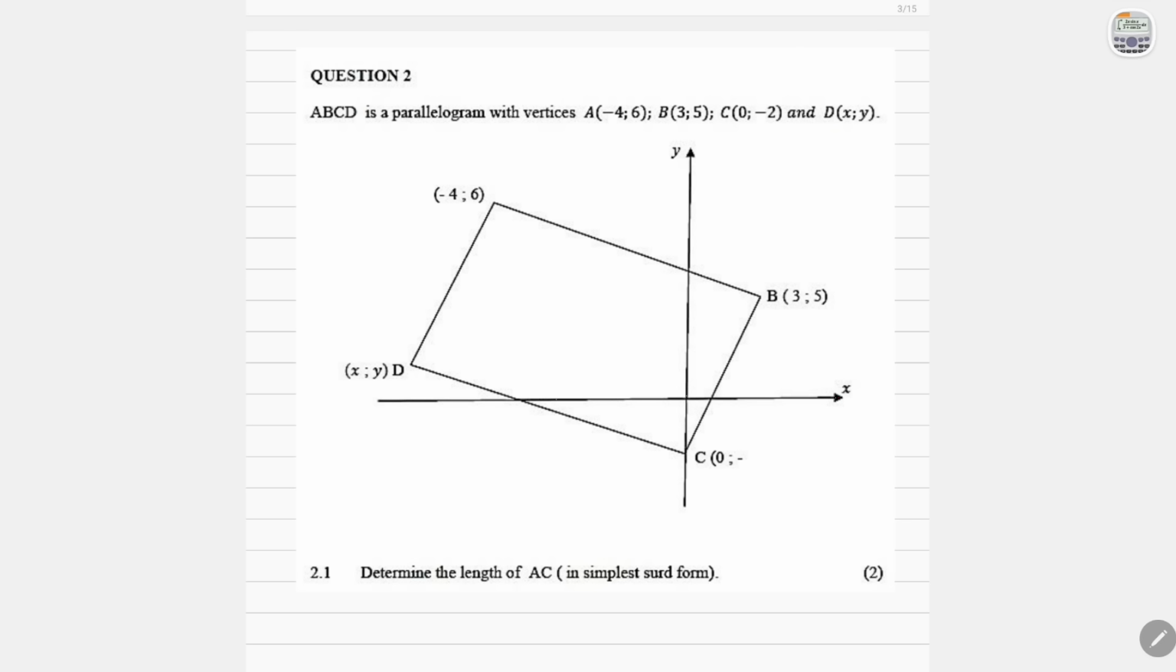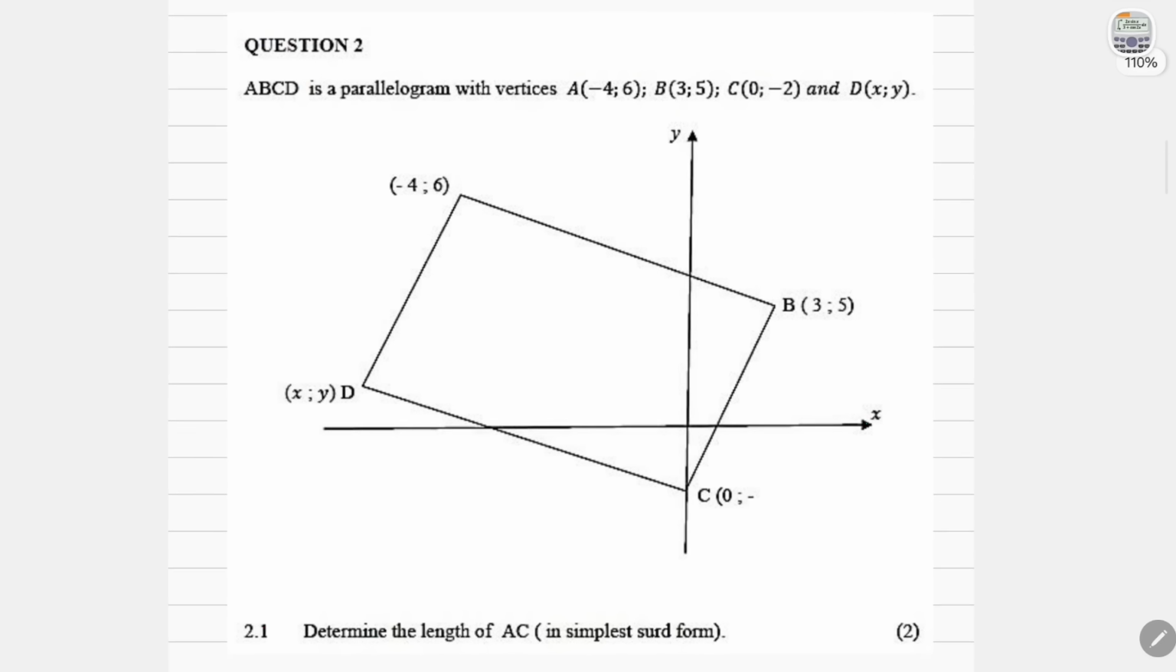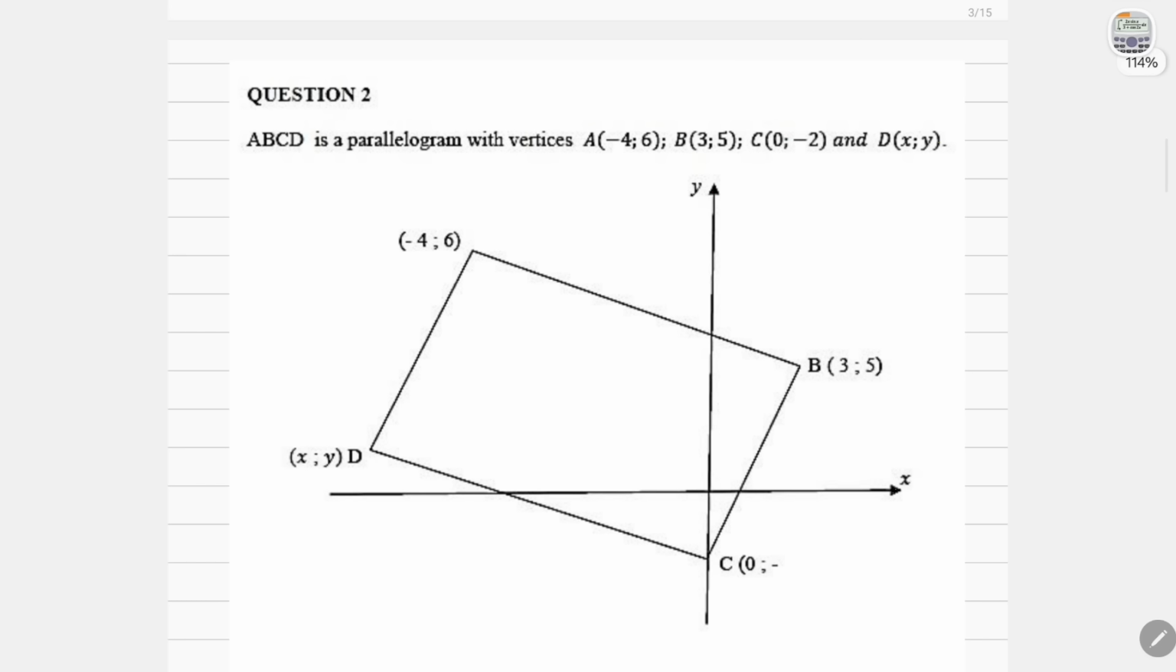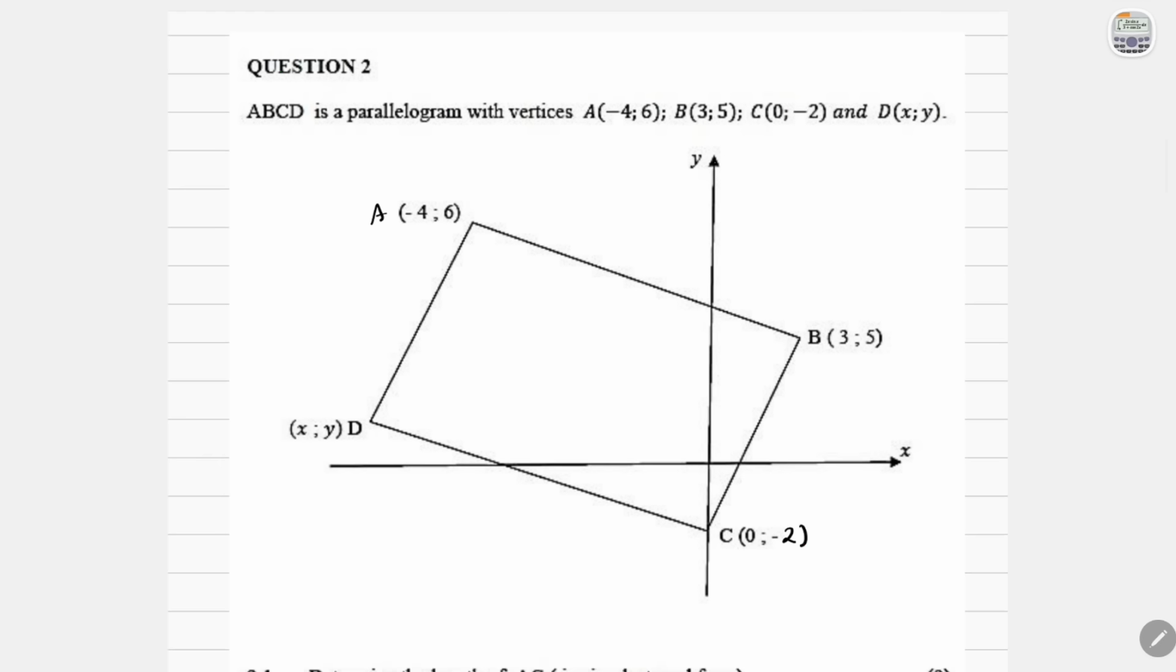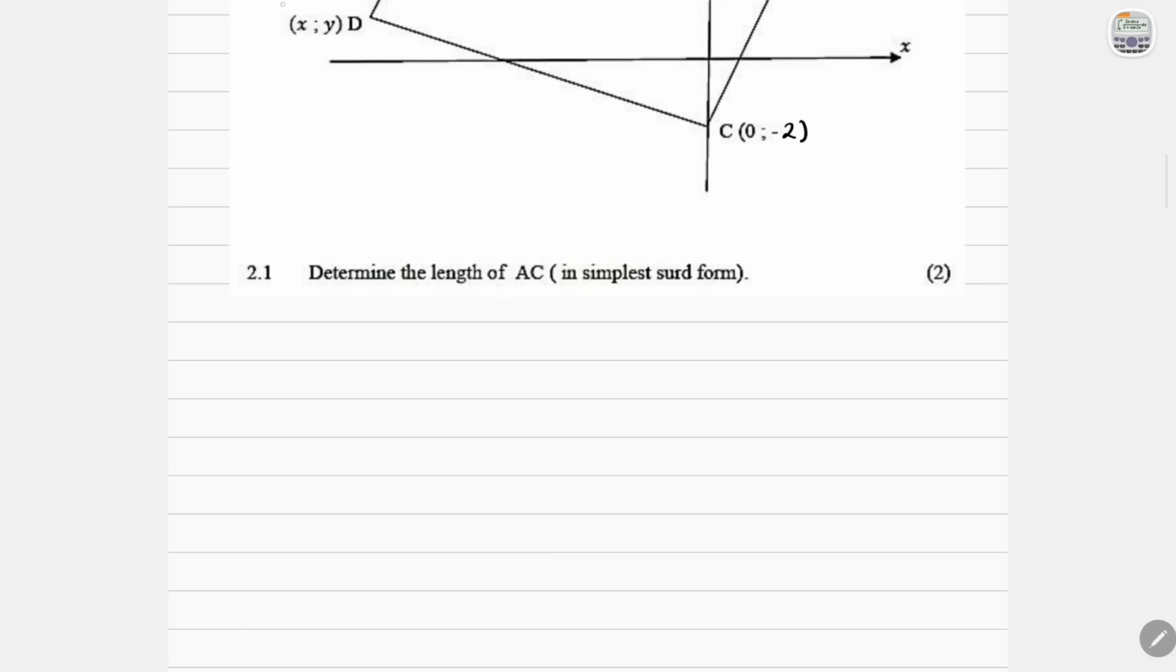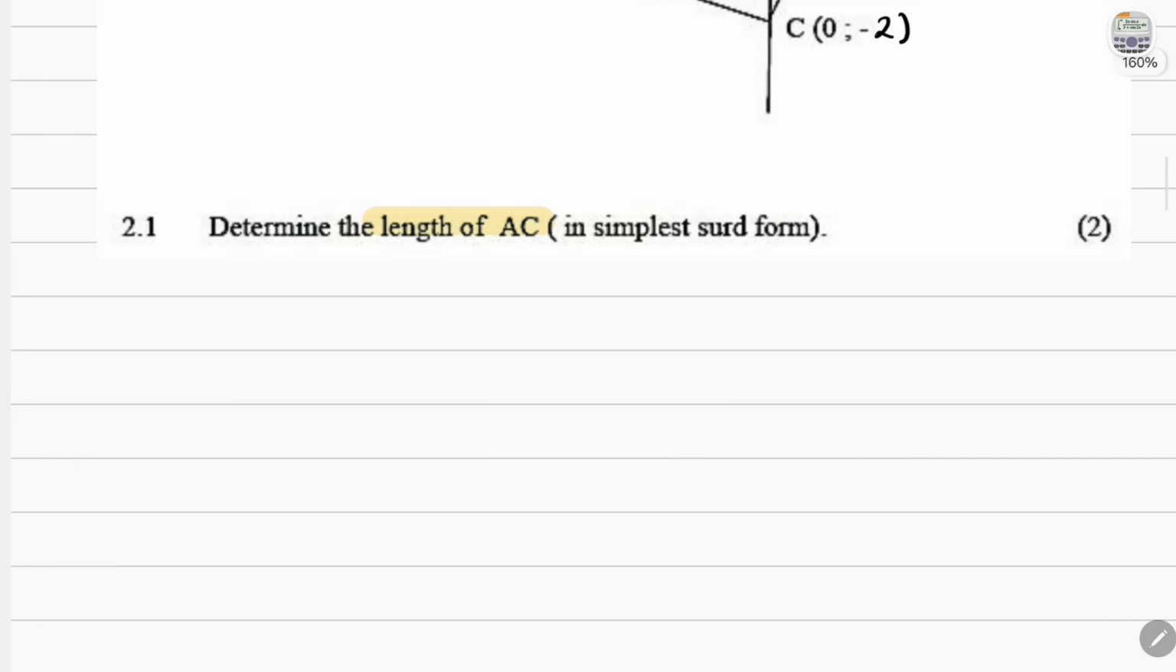Question 2 says, ABCD is a parallelogram with vertices A, which is negative 4 and 6, so let's just fill that in. And then B, which is 3 and 5. C, which is 0 and negative 2. And D is x and y. Determine the length of AC in simplest surd form. So just find the length.